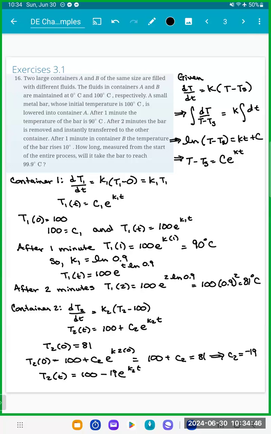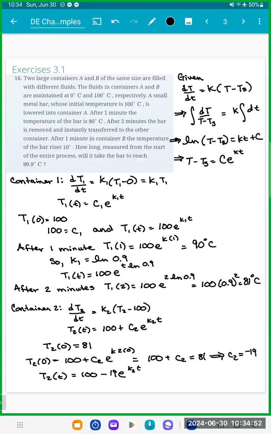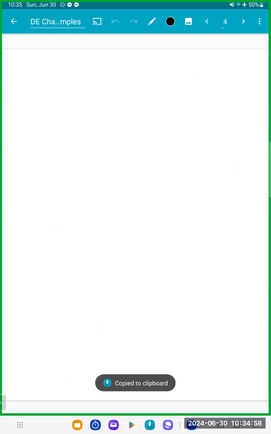So let's go to the next slide, get some more paper. Let me just copy this formula over to the next page so we can continue our work.